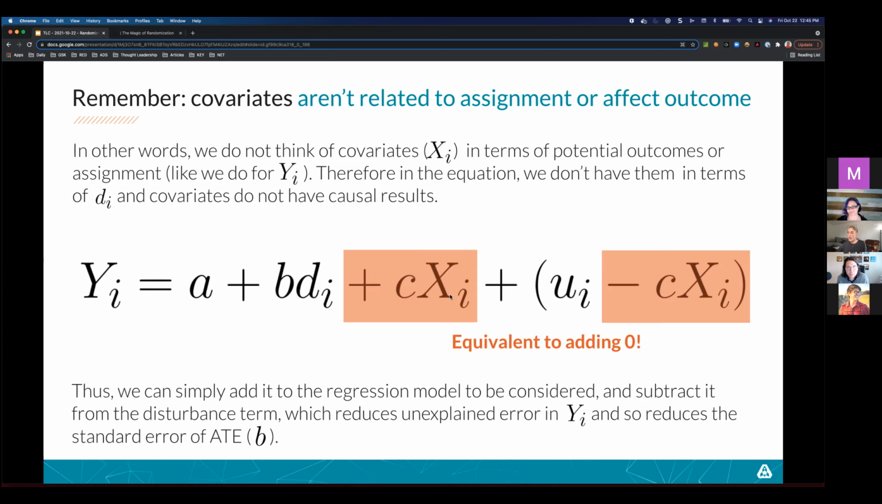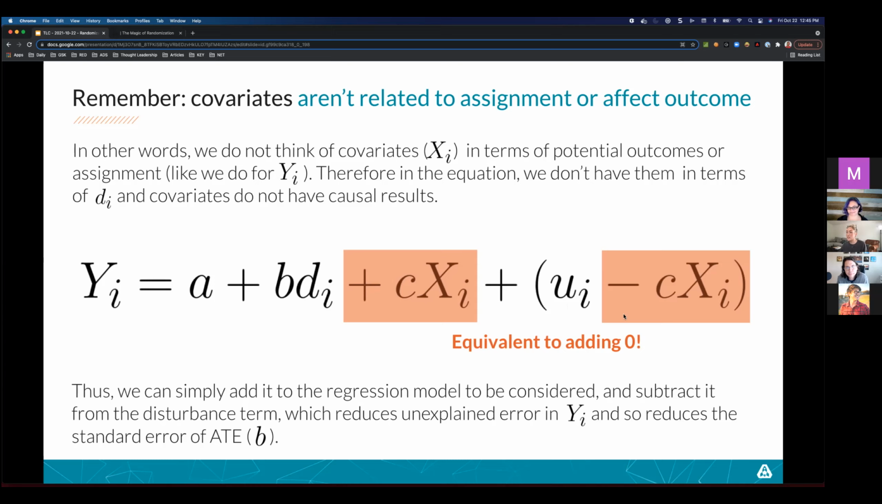So what you do is you add in the term where X sub i is going to represent our covariate for each subject. So maybe it's the color of each subject is what this represents. And C is our coefficient that the regression is going to be able to take into consideration and solve for. And since we added it and we want to really just add 0 to our equation, we have to subtract it as well. So we add it and we subtract it. You'll notice that we subtract it from that error term we talked about.